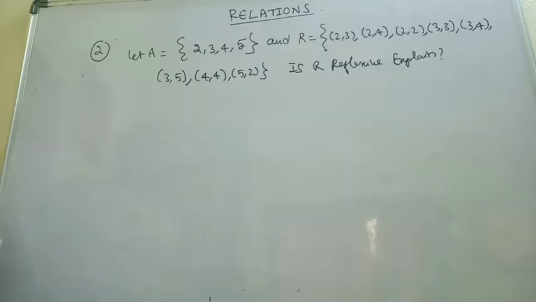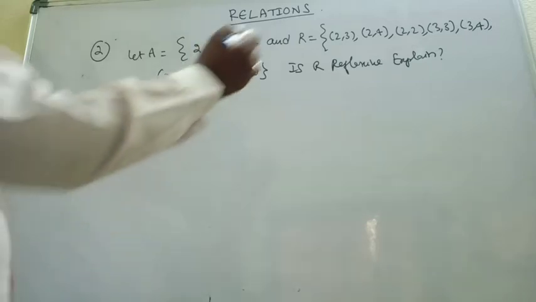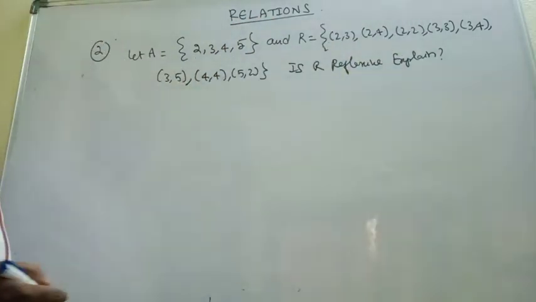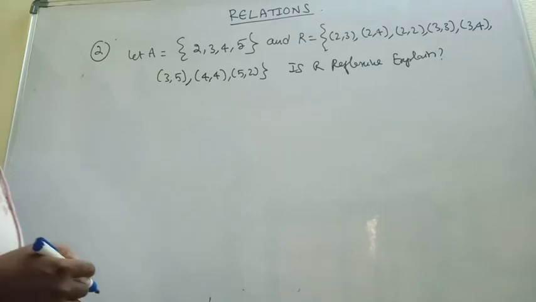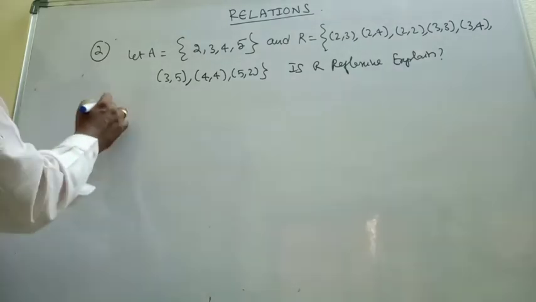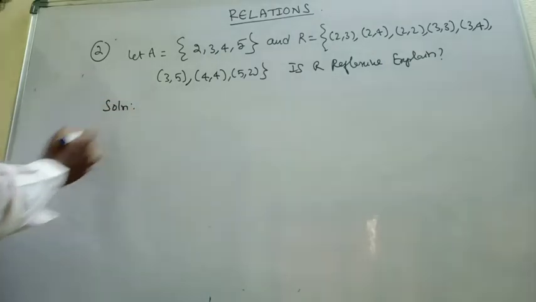Now see, my dear students, this is the second problem we have here. Let A = {2, 3, 4, 5} and R = {(2, 3), (2, 4), (2, 2), (3, 3), (3, 4), (3, 5), (4, 4), (5, 2)}. Is R reflexive? Explain.